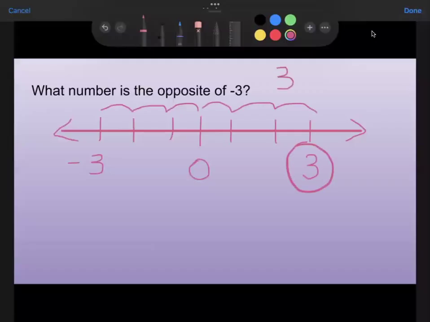Now, the shortcut version of this is to just change the sign of the integer that you're given. If you're given a -3 and asked for the opposite, you just make it a +3. But I feel like to fully understand it, it's better to see it on the number line. But when you're ready and you feel like you fully get it and you want to just change the sign, you can totally do that.